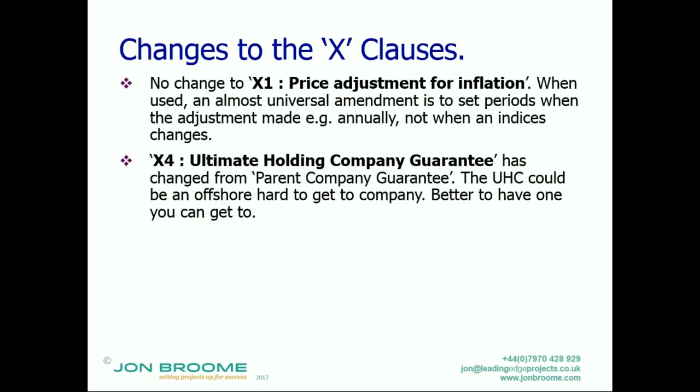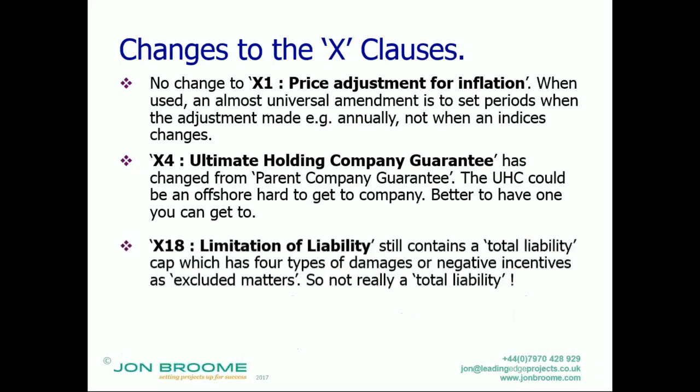So other change, ultimate holding parent company has been changed from parent company guarantee. The thing about ultimate holding companies is that they could be offshore, hard to get to companies. So by the time you actually get to the company in Bermuda, this is topical, isn't it? Or wherever, actually the money's been taken out of it. Better to have one you can get to, which is, if you like, the ultimate UK holding company. And the wording doesn't quite reflect that. It is within the clause, it's the ultimate holding company guarantee. Minor tweak, but there we go.